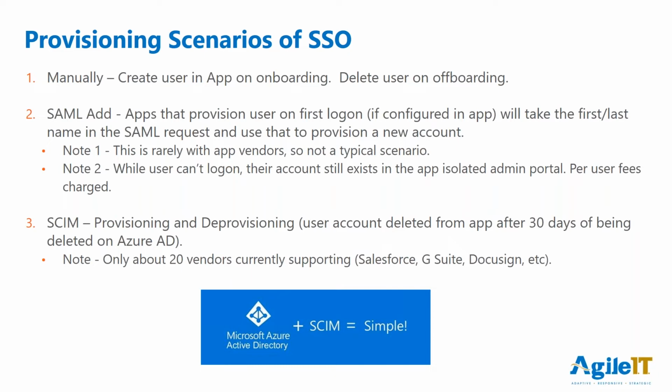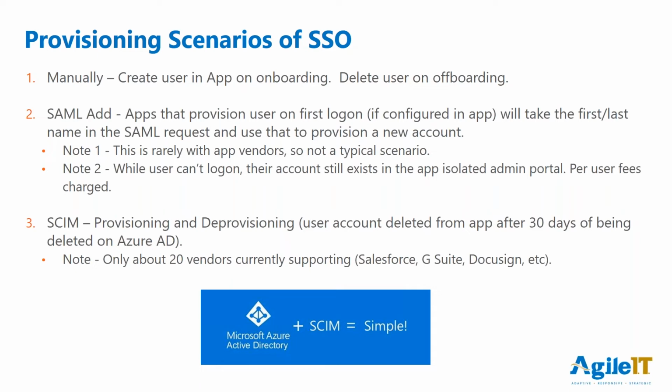So while the single sign-on happens continually, and the first time they logged on, it got provisioned, disabling their account in Azure AD is not going to do anything with that user account on that third-party web application. So what you have to do is still the manual process of offboarding the user to recover those per user fees.